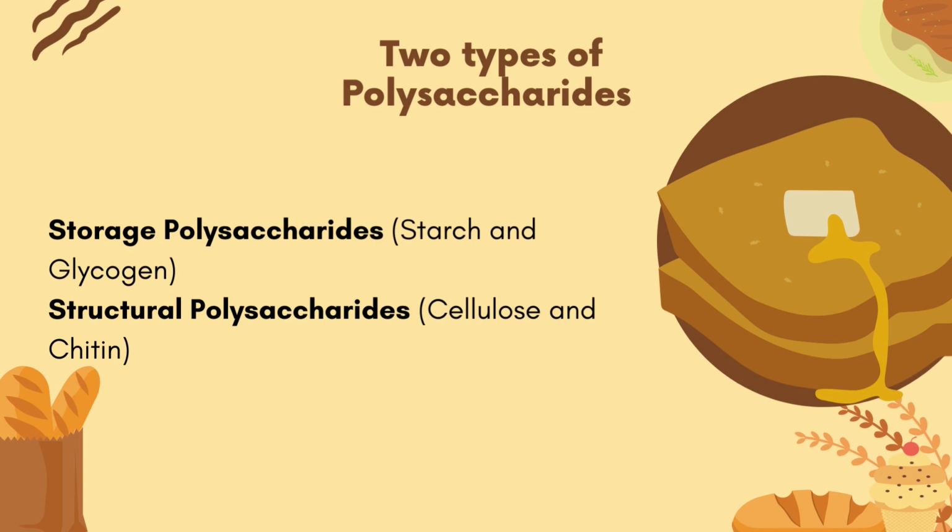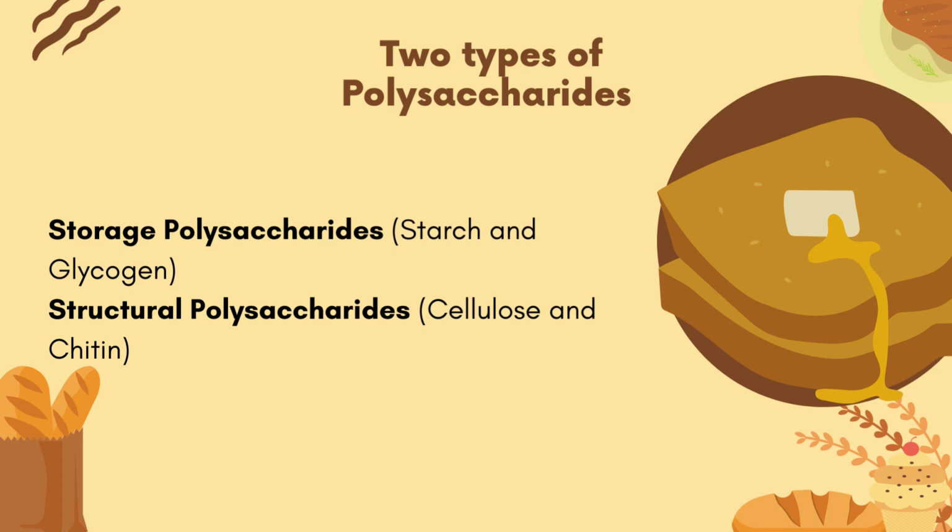Okay, now we have here two types of polysaccharides. We have storage polysaccharides and structural polysaccharides. The difference between them is very easy. Storage polysaccharides are polysaccharides that store carbohydrates. For plants, it's in the form of starch. For humans and animals, it's in the form of glycogen.